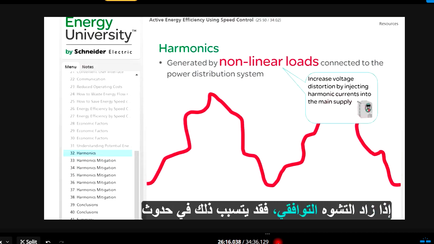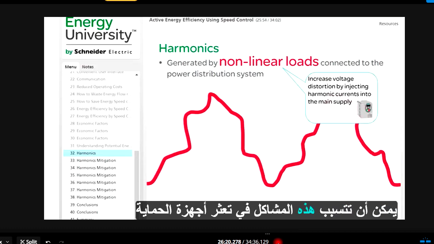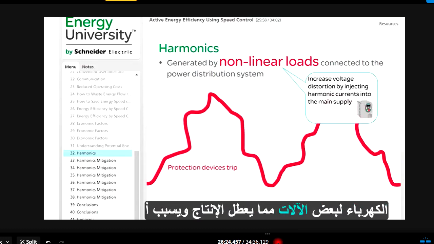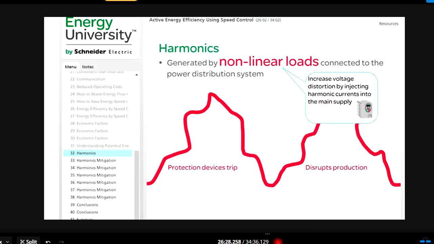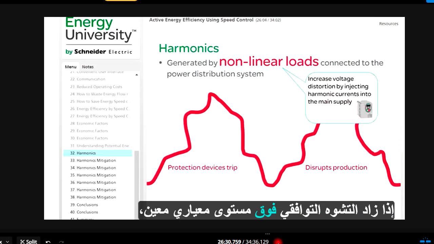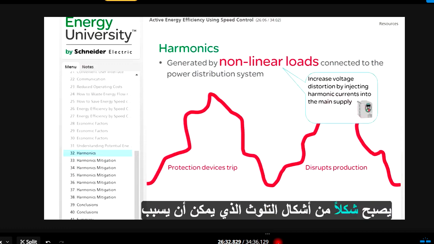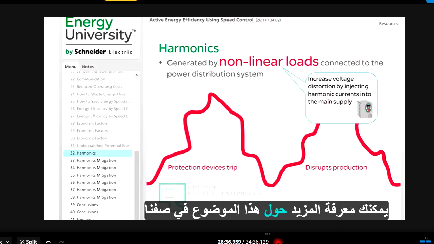If harmonic distortion increases, it can cause problems. These problems can cause protection devices to trip and cut off the electricity to some machines, which disrupts production and causes a nuisance. If harmonic distortion increases above a certain standardized level, it becomes a form of pollution that can cause problems. You can learn more about this in our class on power factor and harmonics.